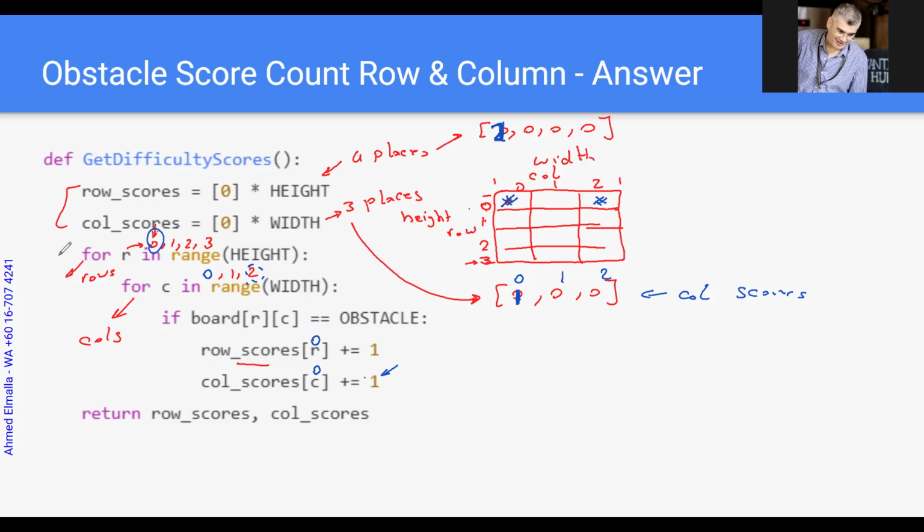Now, for C, at the moment we are at position 2, which is the last column that we have in this simple sample board, okay? So when we have 2 here, and then we notice an obstacle, we will increment at position 2 by 1. Now you notice that just using one if statement, we managed to increment both the row scores, which is here, this is the row scores, and the column scores.